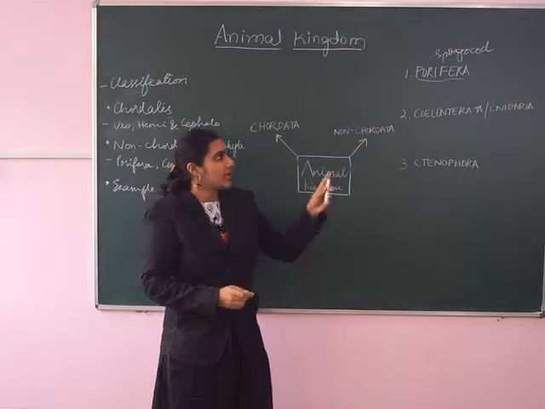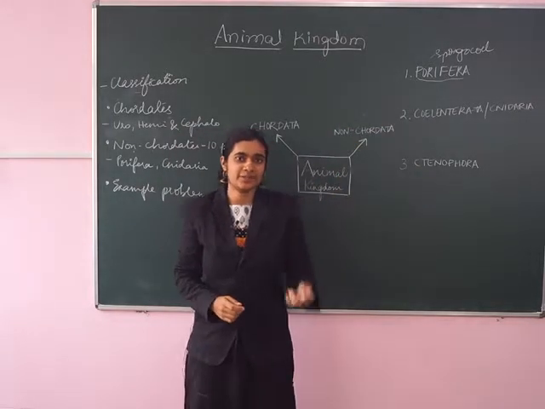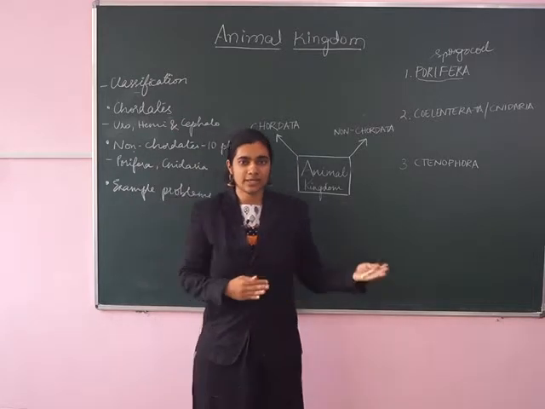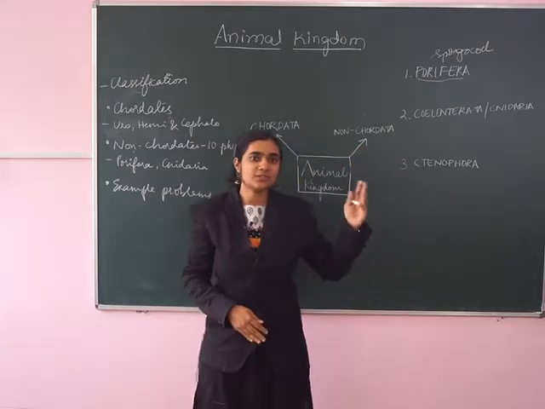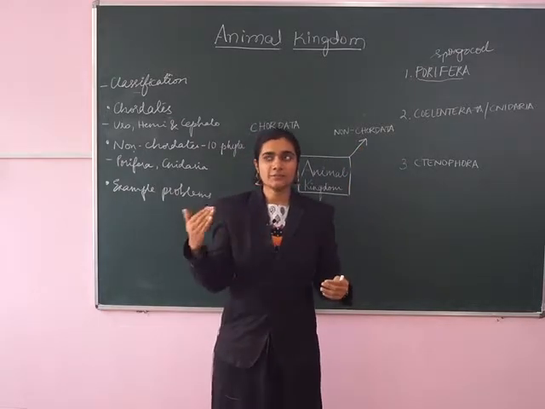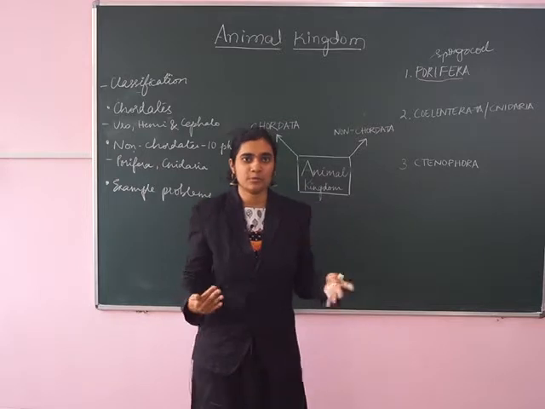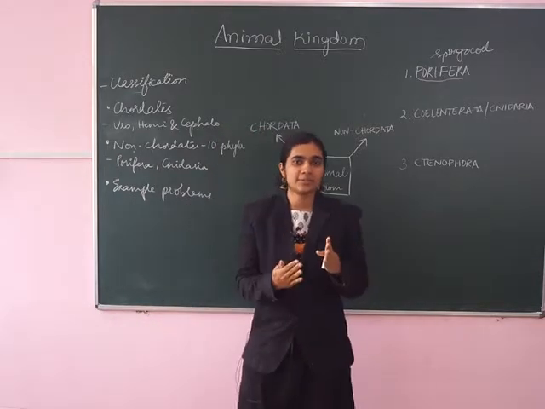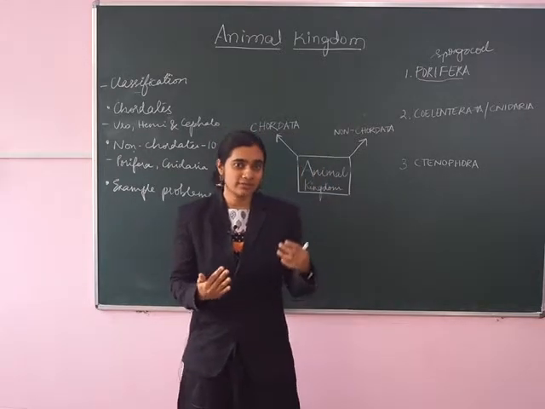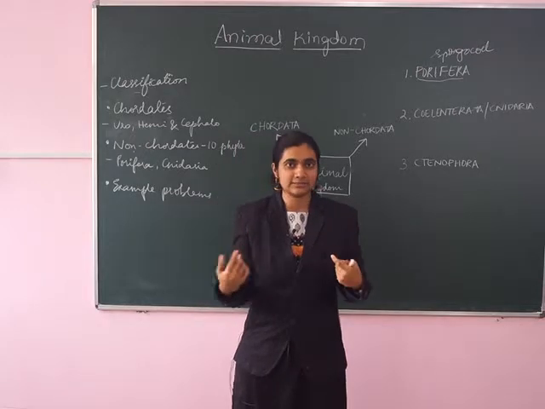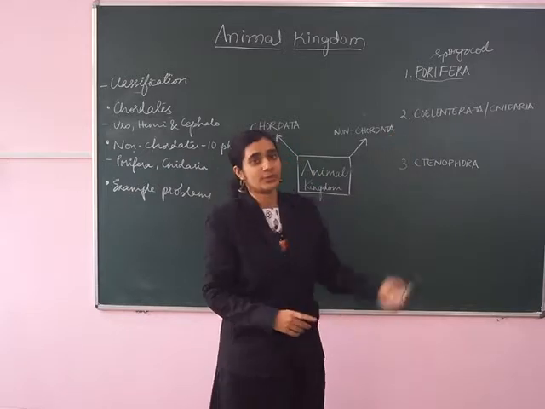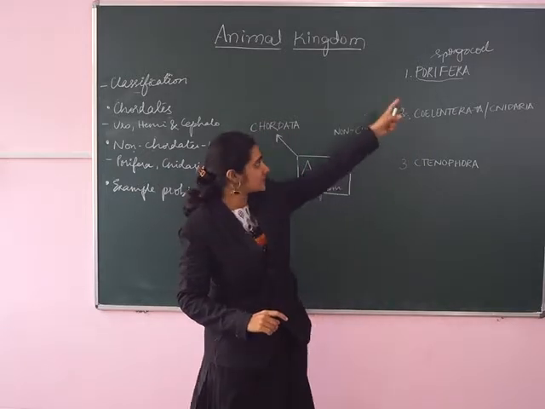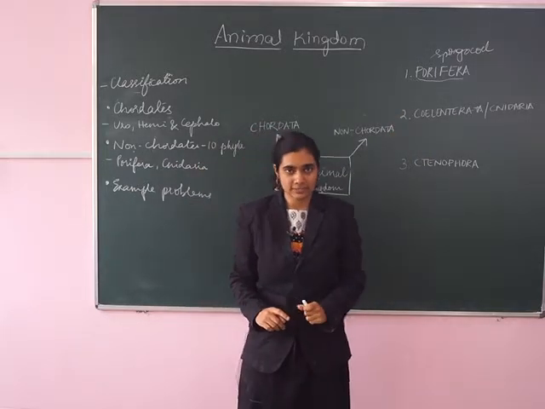Now, these have a radial symmetry. What is the difference between a bilaterally and a radially symmetrical organism? Radial symmetry gives you 2 equal halves if you cut in any direction across the body, whereas bilateral symmetry gives you 2 equal halves only if cut along a longitudinal axis, as in the case of humans. So that is the difference between bilateral and radial, and these are radially symmetric organisms.